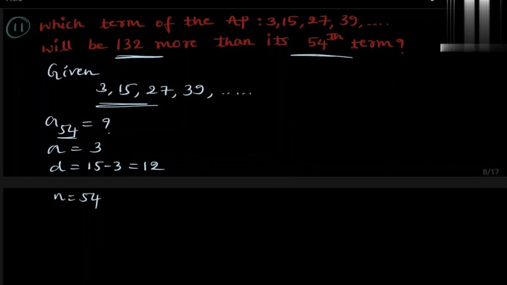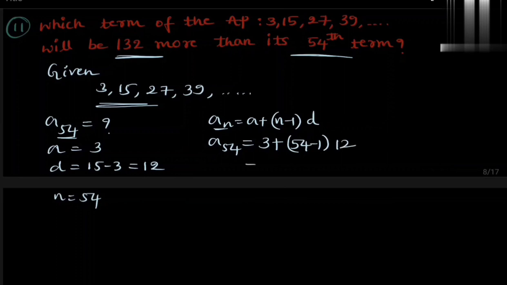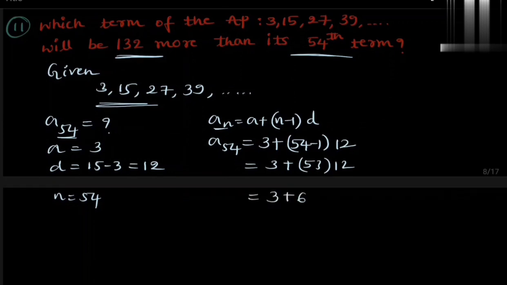So now, we know that the nth term of an AP, that is an, is equal to a plus n minus 1 into d. So here A54 is equal to a, which is 3, plus n, which is 54 minus 1, into d, which is 12. So 3 plus 53 into 12, that is equal to 3 plus 636. So 3 plus 636 means 639. So that is the 54th term.